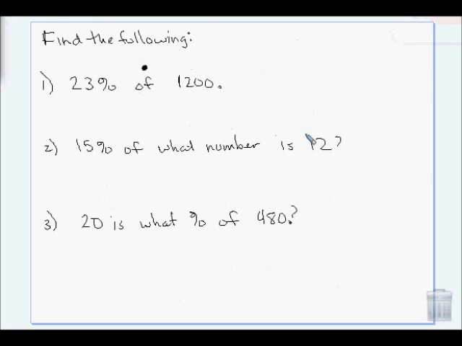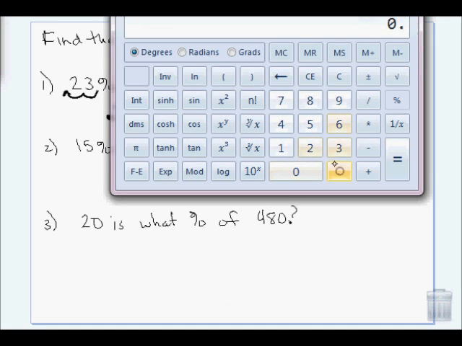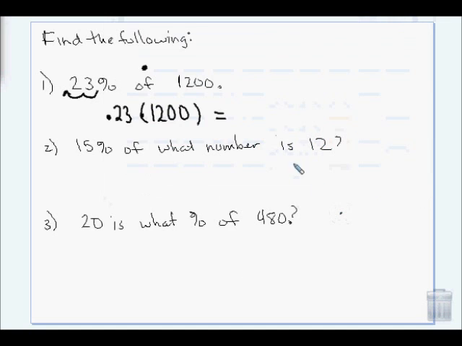Of means multiply, right? So this is, first convert that to a decimal, times 1200. Did I say 12,000? I meant 1200. So 0.23 times 1200. Okay, so that's 276.